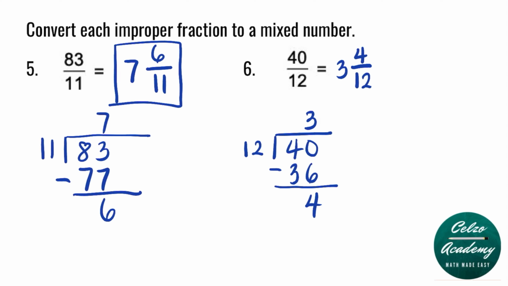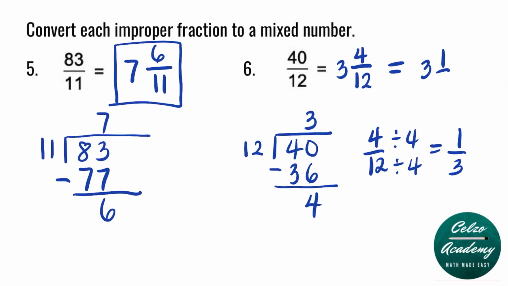Notice that 4 over 12 can be simplified further. The fraction 4 over 12 can be reduced. Both numbers can be divided by 4. 4 divided by 4 is 1. 12 divided by 4 is 3. So 4 twelfths is equivalent to 1/3 in simplest form. So the final answer for number 6 is 3 and 1/3.